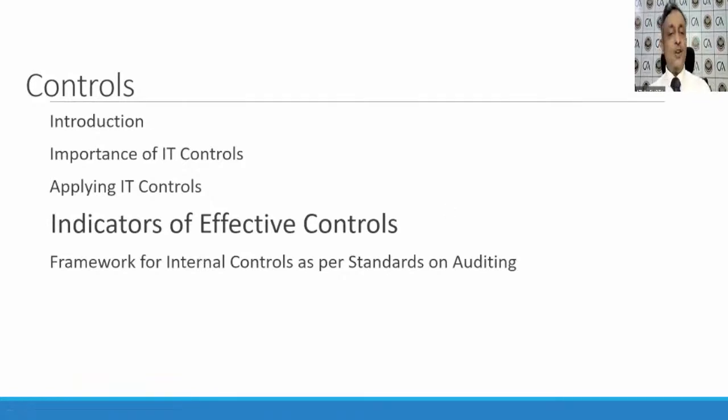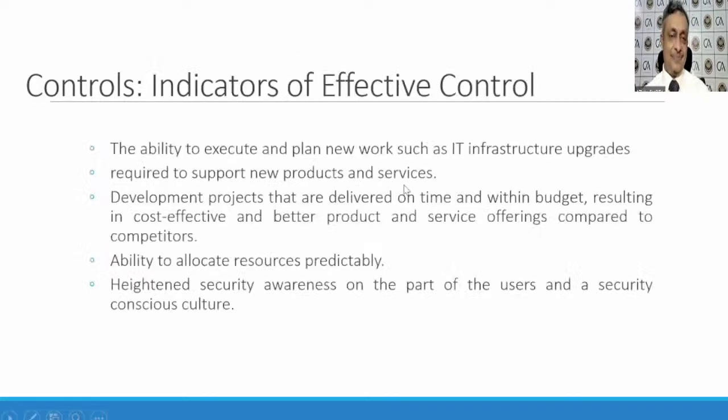Then indicators of effective control. Okay, let us just read this one because I want to save time today for some discussion on flow chart. I want to give you an exercise on flow chart. Okay, so this one is easy, fast we can do. The ability to execute, plan new work such as IT infrastructure upgrades required to support new products and services. So if controls are good, then you can do this easily.